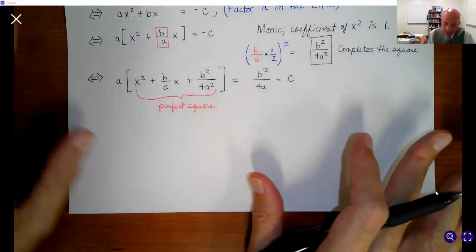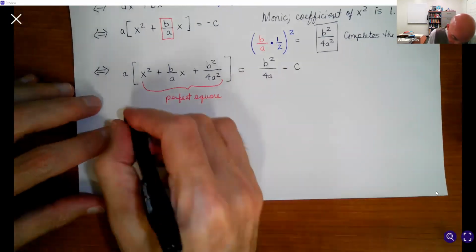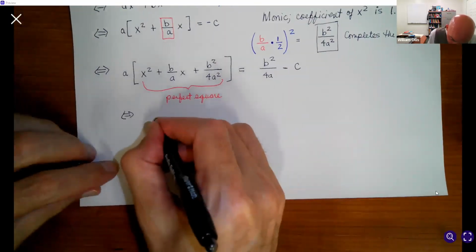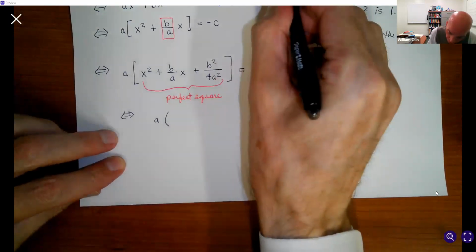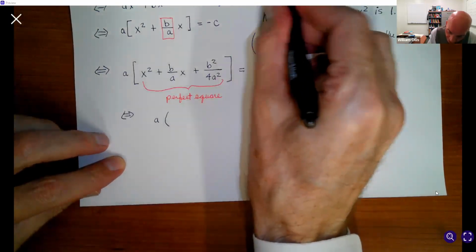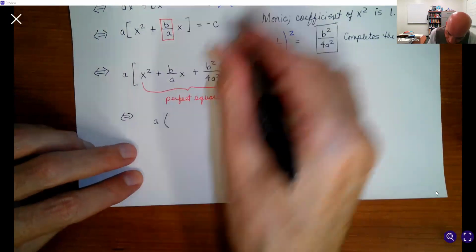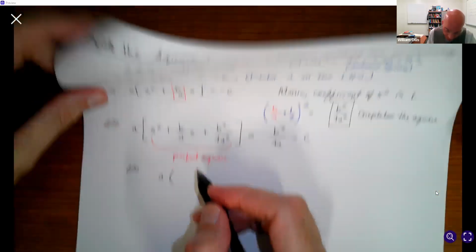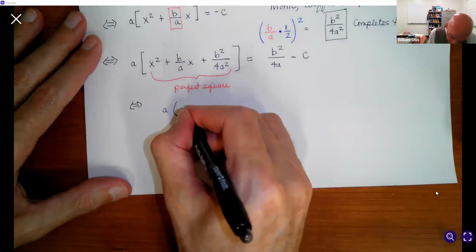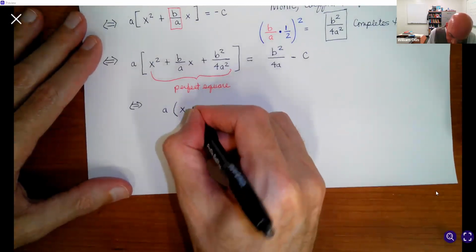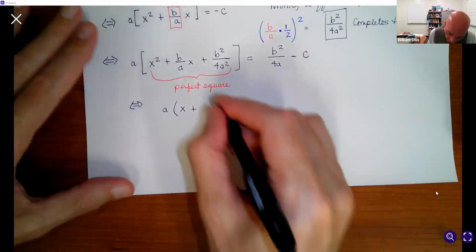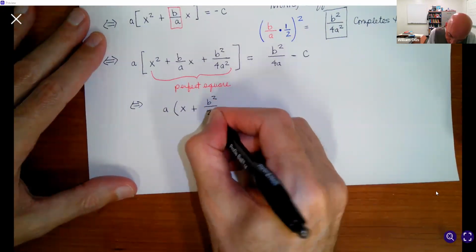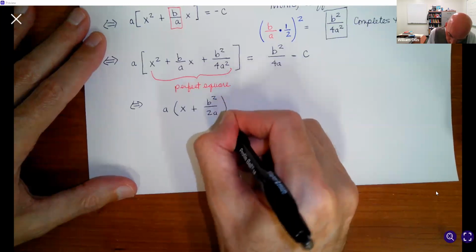So now we're in very good shape. So we have equivalently A, and now we'll use our formula here. We have our A and our B, in this case with the uppercase here. So we have an X plus the square root of that term, which is B over 2A, quantity squared.